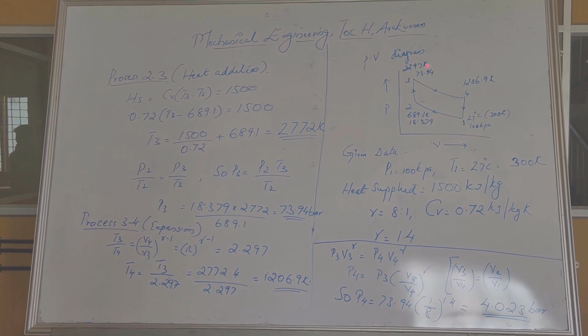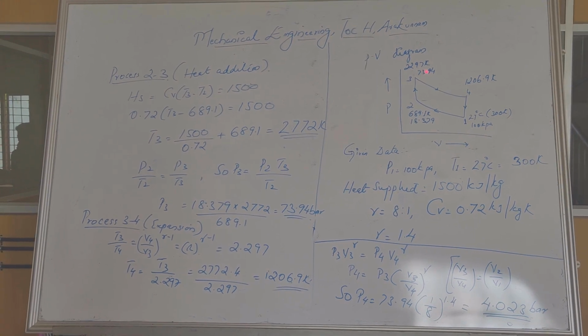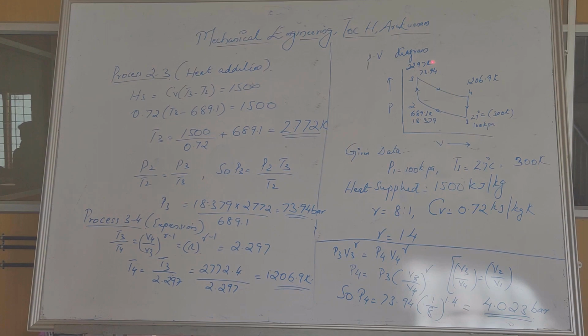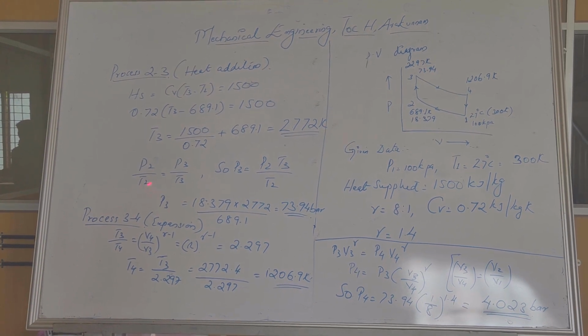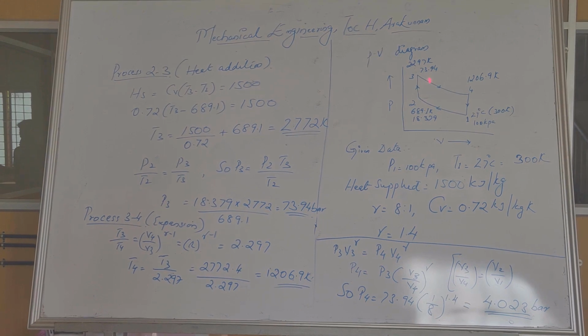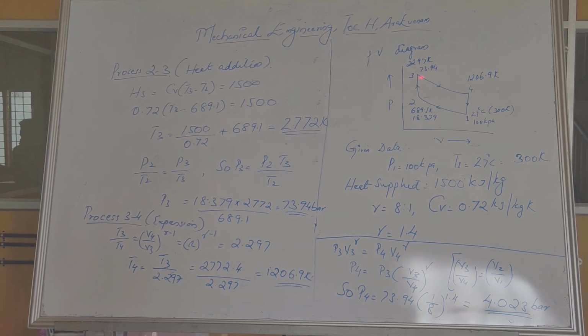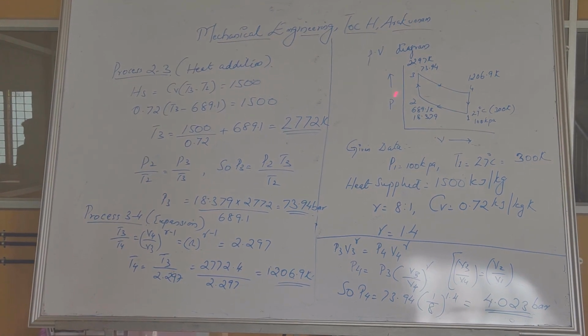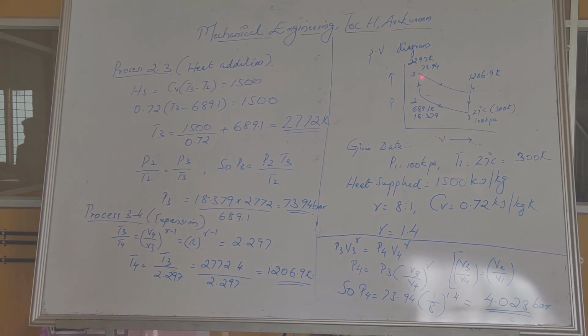Now, as you are aware that the temperature has increased and the volume is reducing, the pressure should also be increased. Now, let us find out what is the pressure at the point 3. Now, P2 by T2 will be equal to P3 by T3. As the temperature and pressure increase correspondingly, P2 by T2 will be equal to P3 by T3.